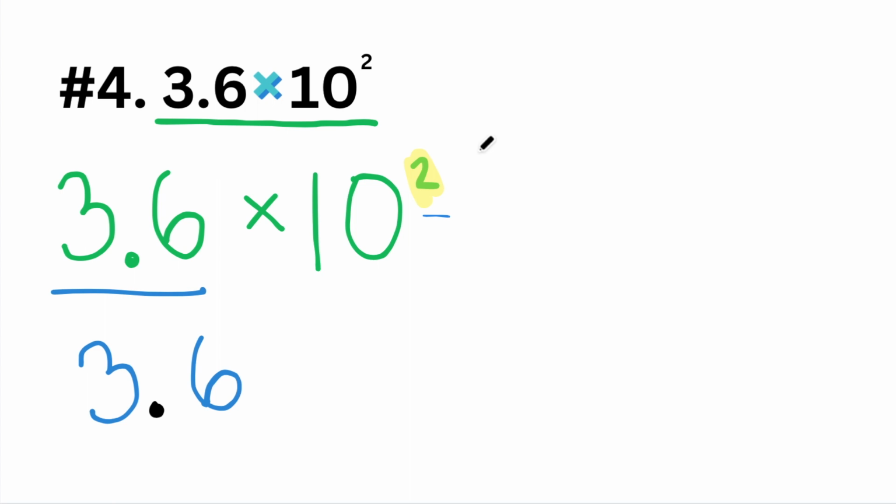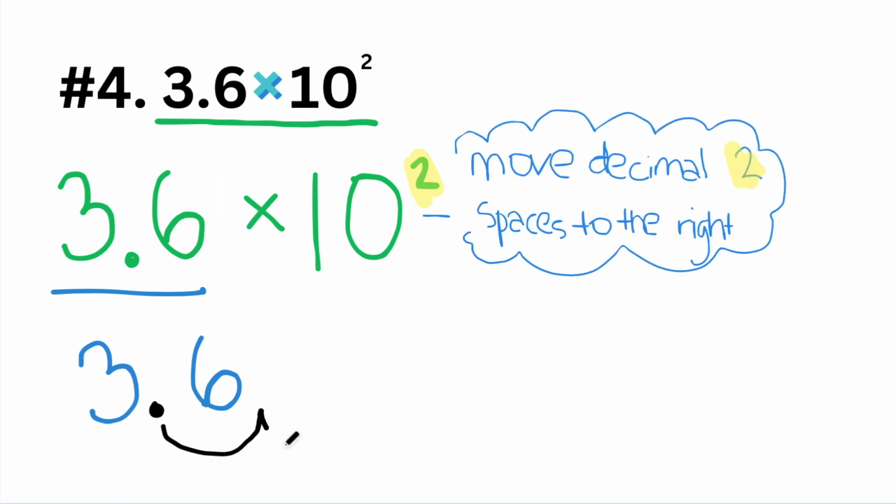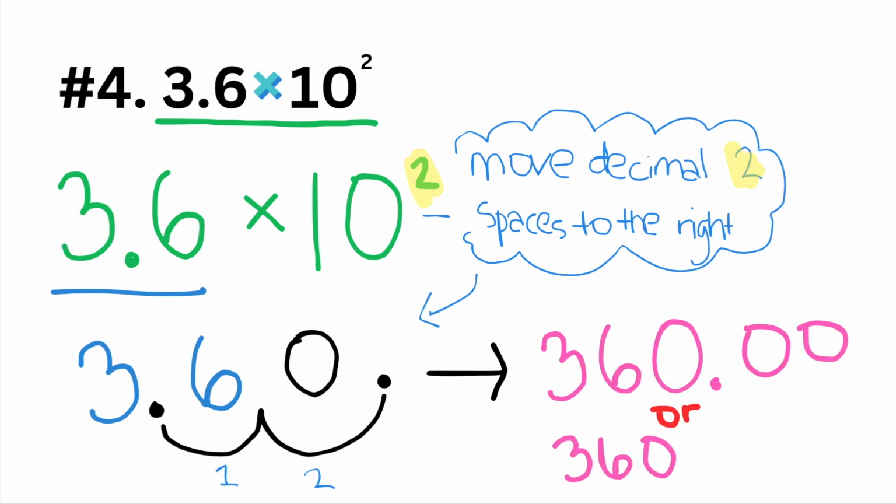And what we want to do is move it to the right 2 times. So if we do that, the decimal ends up all the way past the 6, and we have the number 360. Again, you can write 360.00 or just 360. It is all ultimately the same thing.